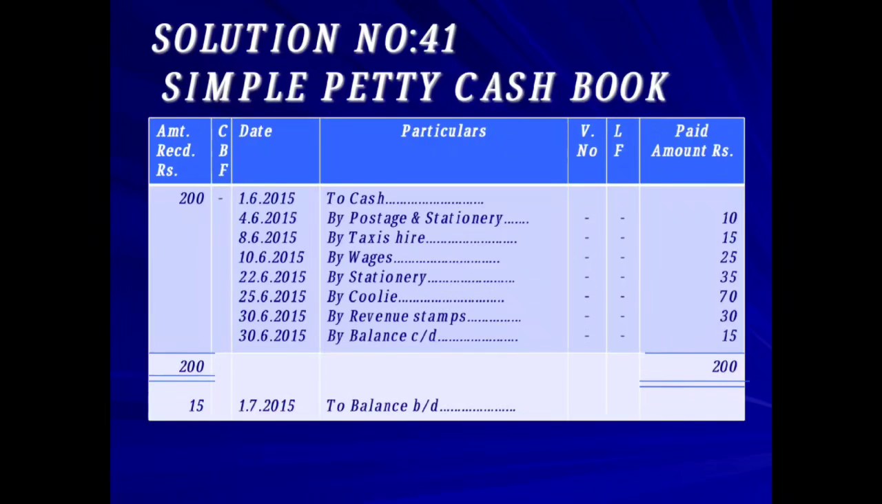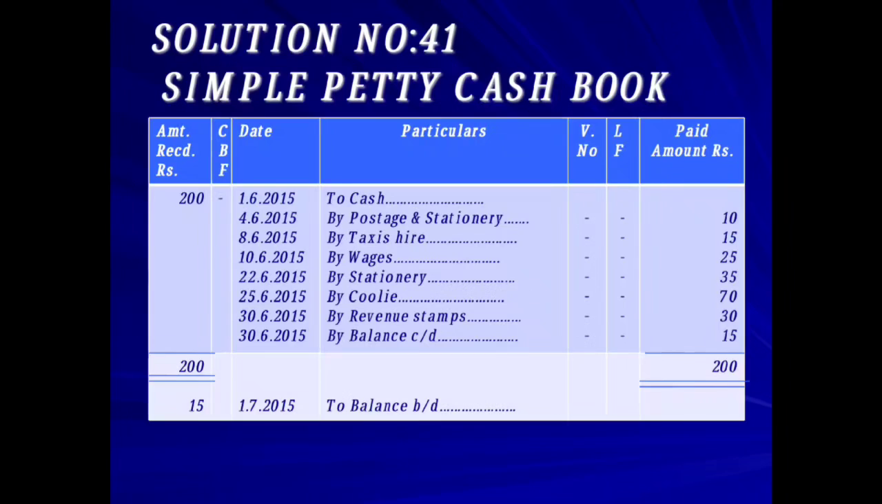Whenever it is a receipt, you have to record with the prefix "to". Whenever you have made the payments, you have to record with the prefix "by". Now out of 200 rupees, we have spent 10, 15, 25, 35, 70 and 30 rupees. So what remaining balance do we have? Out of 200, we have spent all the expenses, and we have 15 rupees left with us, right? That you have to record as by balance carried down. On 30/6/2015, by balance carried down rupees 15 here.